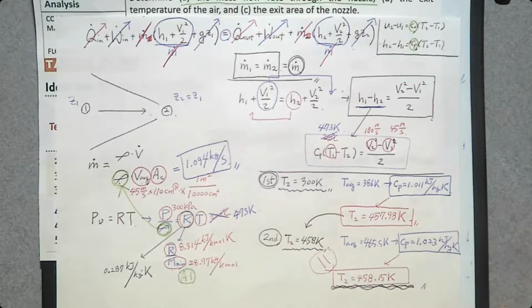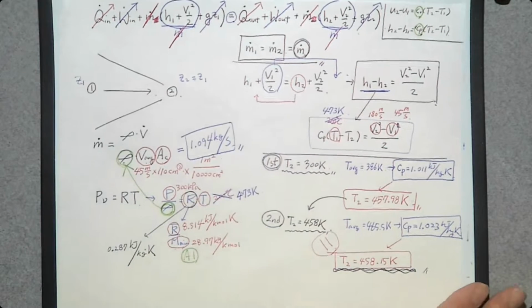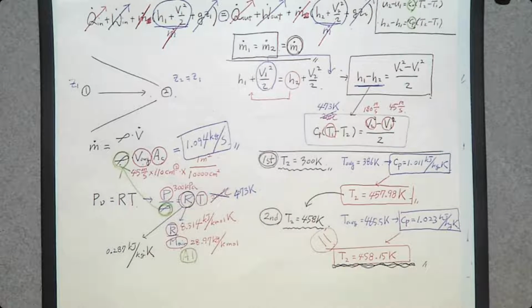The last problem is the exit area of the nozzle. So how can we find this exit area? There are several equations here, and which equation has exit area? This energy balance equation? No, there is no area. This m dot? Yes, there is an area. So we can use this equation.